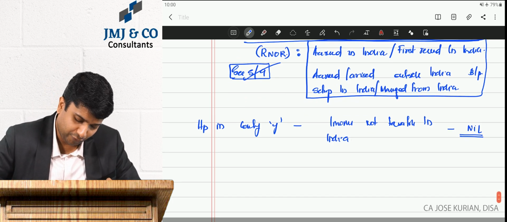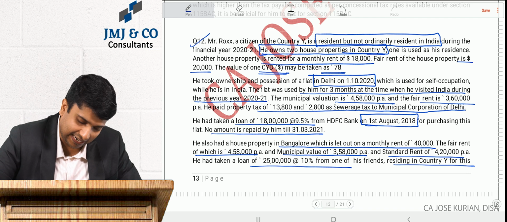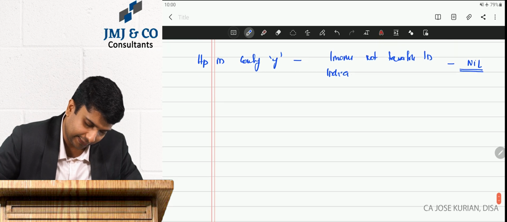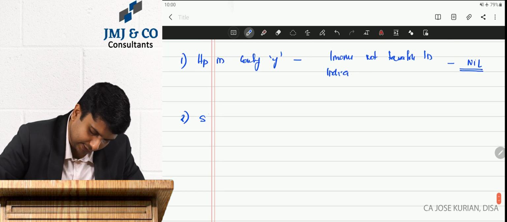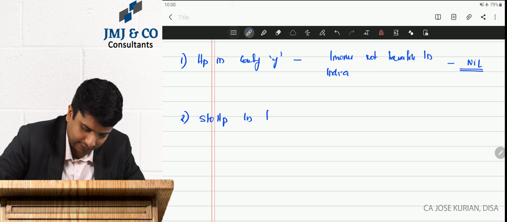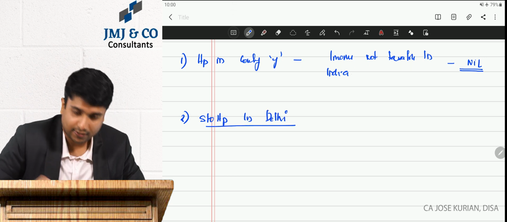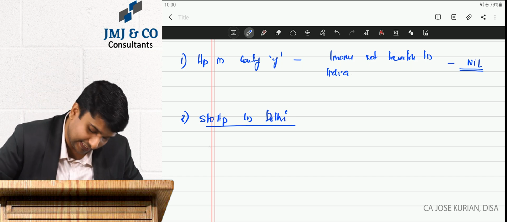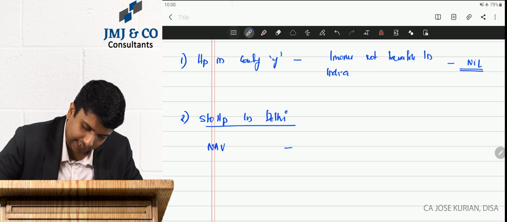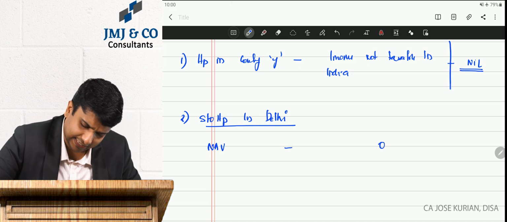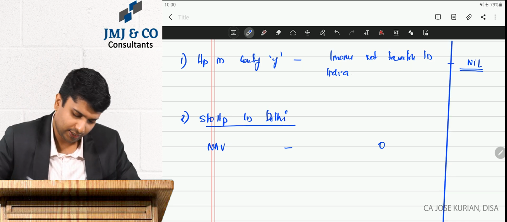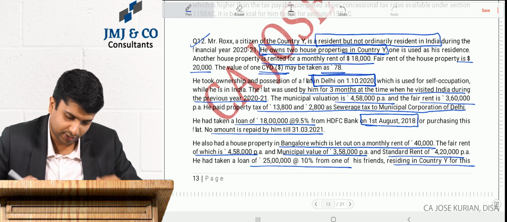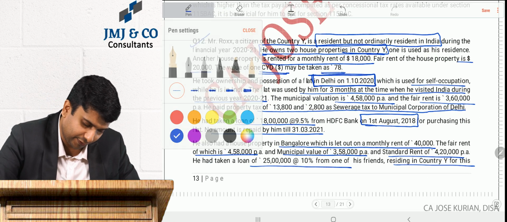Alright, now moving forward, he has a property in Delhi, which is a self-occupied property. So we will write self-occupied property in Delhi. This is the first point. And second point, self-occupied house property in Delhi. For self-occupied house property, we always take the net annual value as 0. The only thing which we can claim is the deduction for interest paid. So it is actually used for self-occupation, friends.